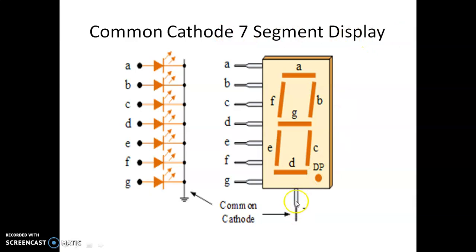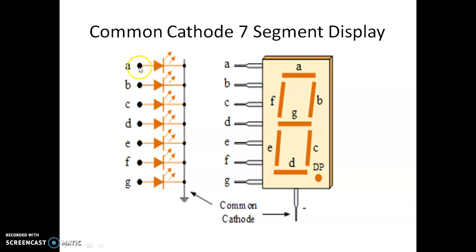This is common cathode, which means it needs to be connected to the ground. To turn on segment A, we can see here these are the 7 segments, and the diode is shown here. All the segment cathodes are combined together and connected to the ground. When this diode is turned on, that is, when the anode is more positive than the cathode, then the diode, or segment A, will be turned on.